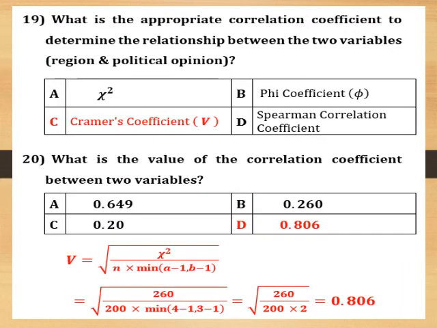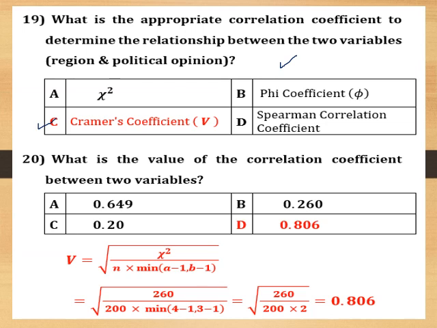Number 19. What is the appropriate correlation coefficient to determine the relationship between the two variables, region and political opinion? These are nominal variables, and both variables have more than two faces. So the appropriate correlation coefficient is Cramer's coefficient. The correct answer is number C.